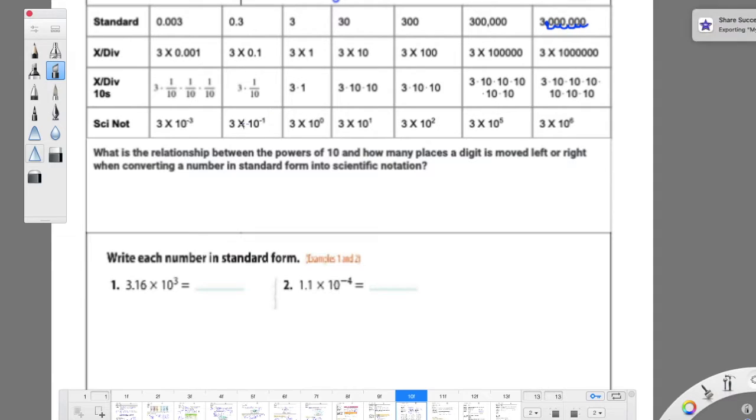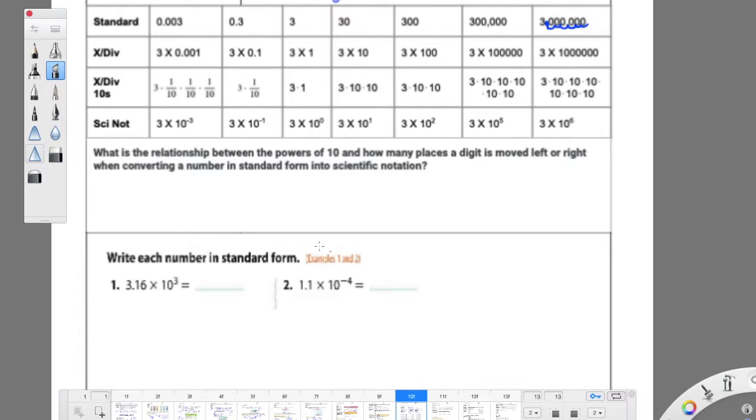So it says, what is the relationship between powers of 10 and how many places a digit is moved left or right when converting numbers into scientific notation? So that's exactly what we were just talking about a second ago. The number of digits that you move either left or right tells you what the exponent on the power of 10 is going to be. So it's exactly what it tells you.